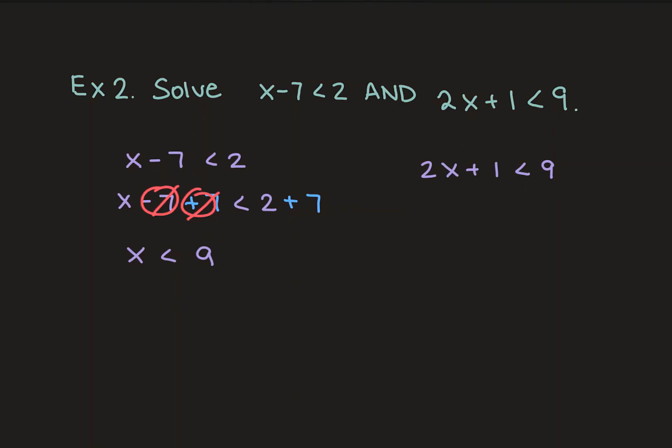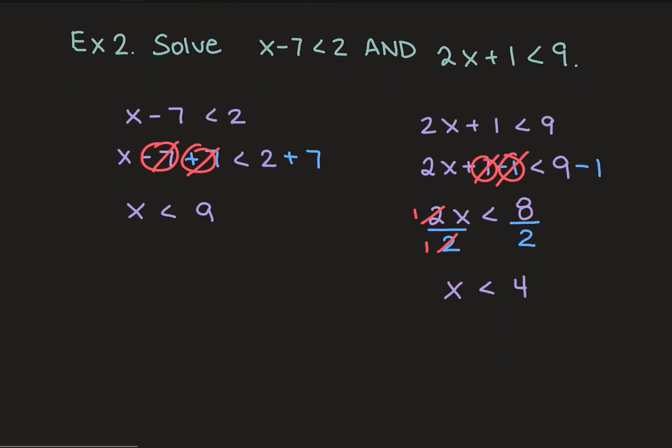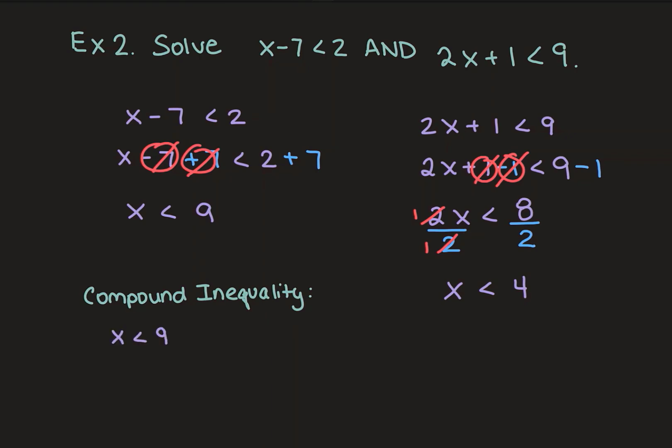For the second inequality, we subtract 1 from both sides. This cancels out the plus 1 minus 1 on the left, and we have 2x < 9 - 1, which is 8. Then we divide both sides of the inequality by 2, and this simplifies to x < 8 divided by 2, which is 4. The compound inequality now becomes x < 9 and x < 4.